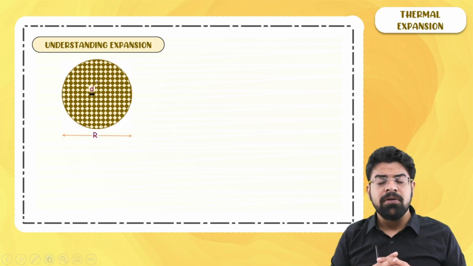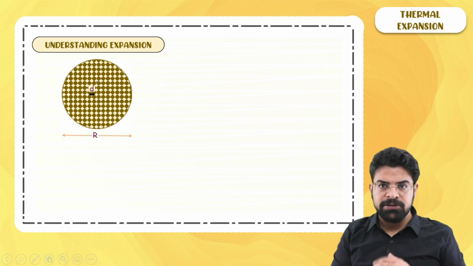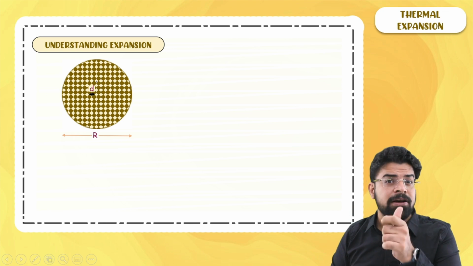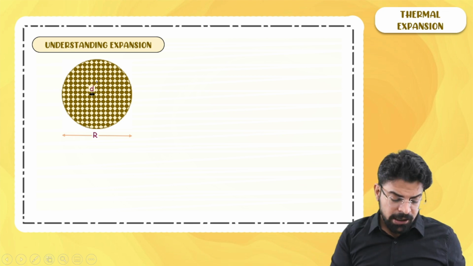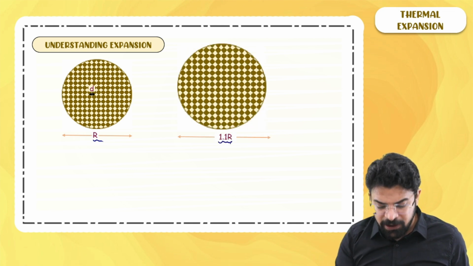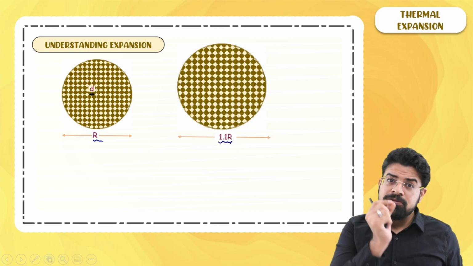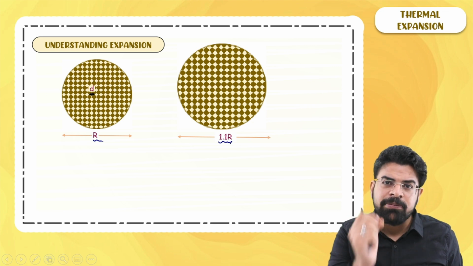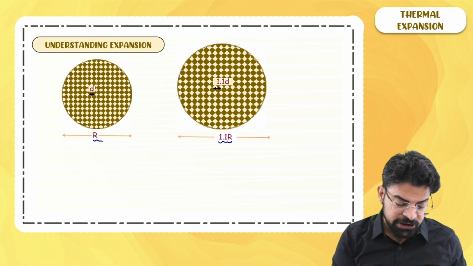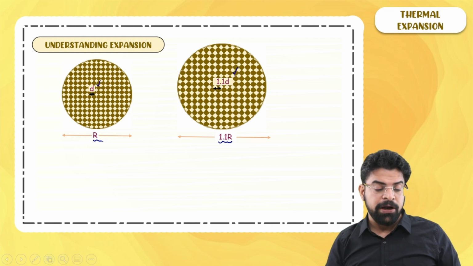On heating, what happens? The disk expands. So the separation between two consecutive atoms will increase. If on heating, the diameter of this disk changes from R and becomes 1.1 R. If the diameter becomes 1.1 times, it means that the separation between any two atoms on this disk becomes 1.1 times and changes from D to 1.1 D.